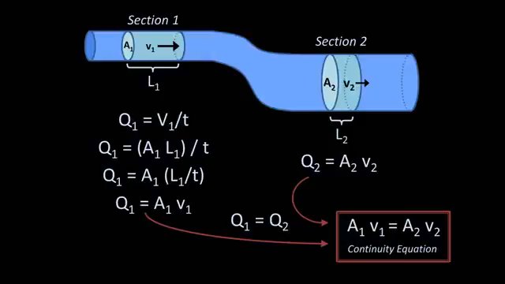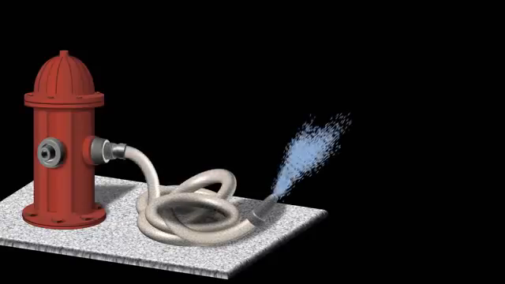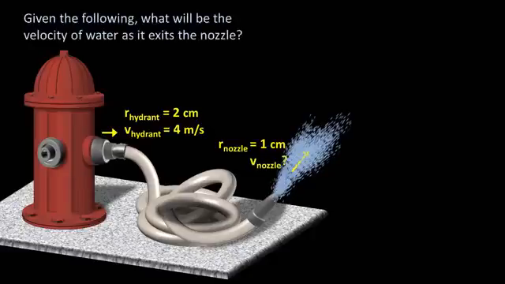Compressible fluids also have a continuity equation, but it's a bit more cumbersome and with few applications outside of physics and engineering. Let's do two examples. Suppose we have a fire hydrant and we hook up a fire hose and turn it on. The radius of the outlet of the hydrant is 2 centimeters and water is passing through it at 4 meters per second. The radius of the nozzle is 1 centimeter. Given all of that, what will be the velocity of water as it exits the nozzle?